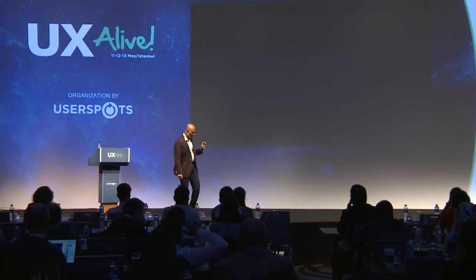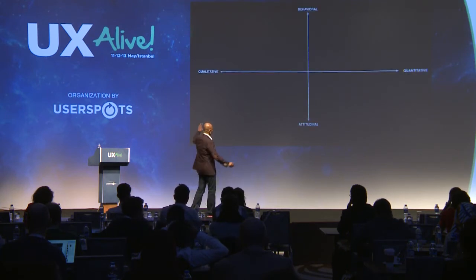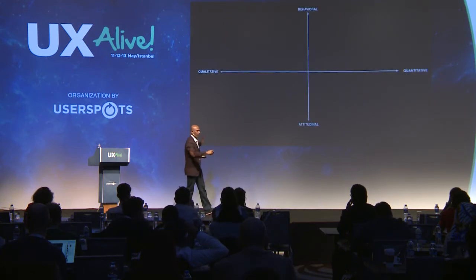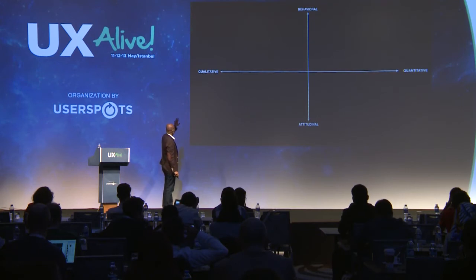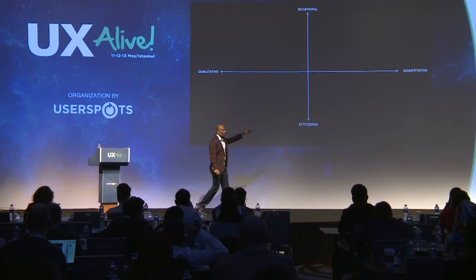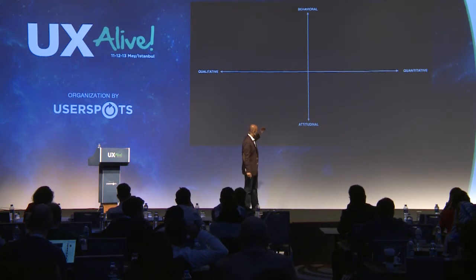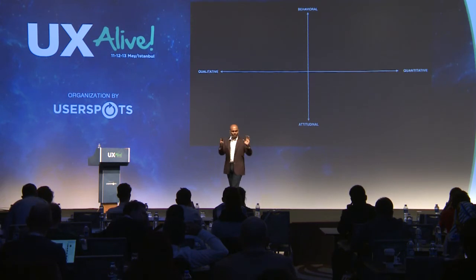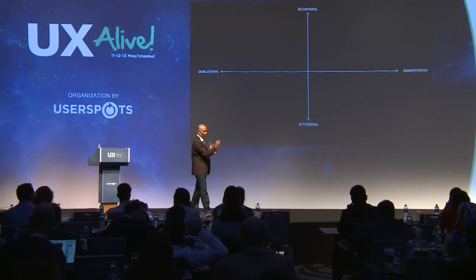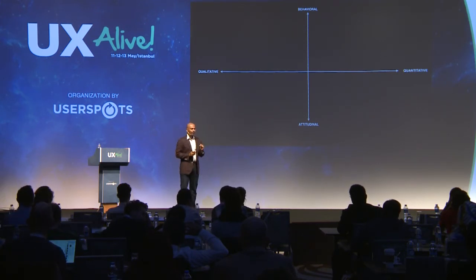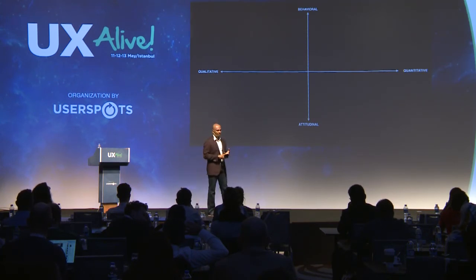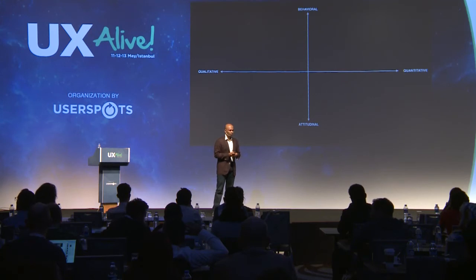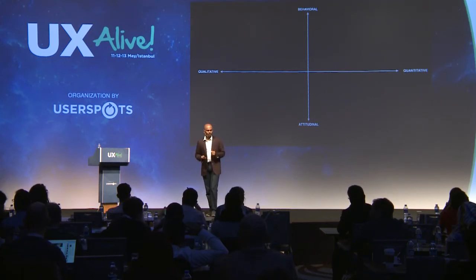Now, if you look at qualitative and quantitative, let's plot them on a scale, right? So on one side you have your qualitative data, and on the other side you have your quantitative data, and then you have attitudinal information and you have behavioral information. Now, all of this information, all these four corners are very important. Depending on the problem that you're trying to solve, depending on what you're trying to get out of your research or data, you need to decide the right method.